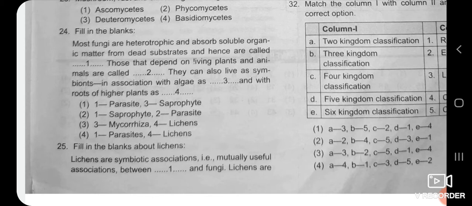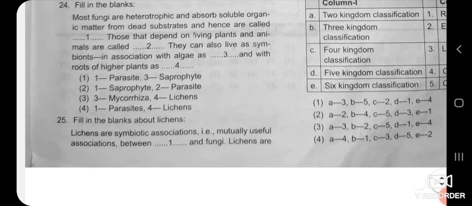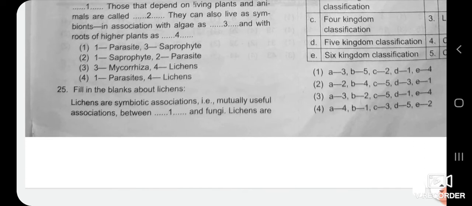They can also live as a symbiont in association with algae as mycobiont and with roots of higher plants as mycorrhiza. Okay, so here only two options are given, first and second. The third and fourth answers do not need to be written, because the first is the saprophyte and the second one parasite. Only two answers are asked here, no doubt.